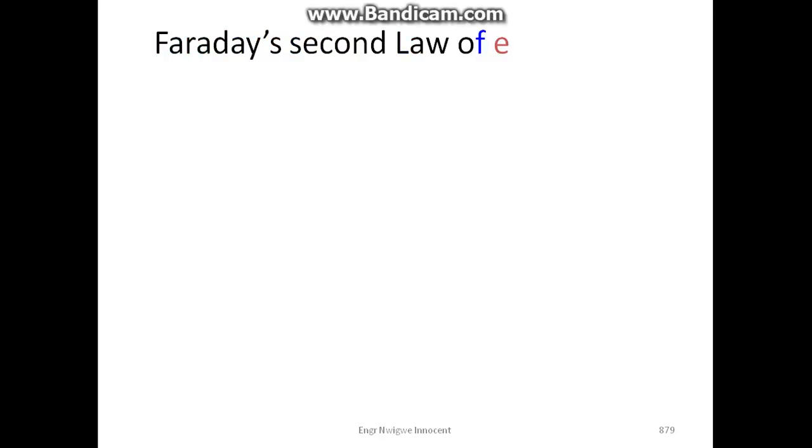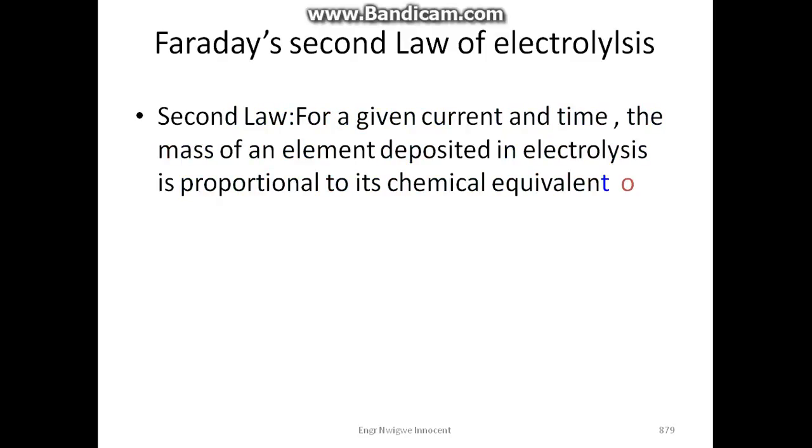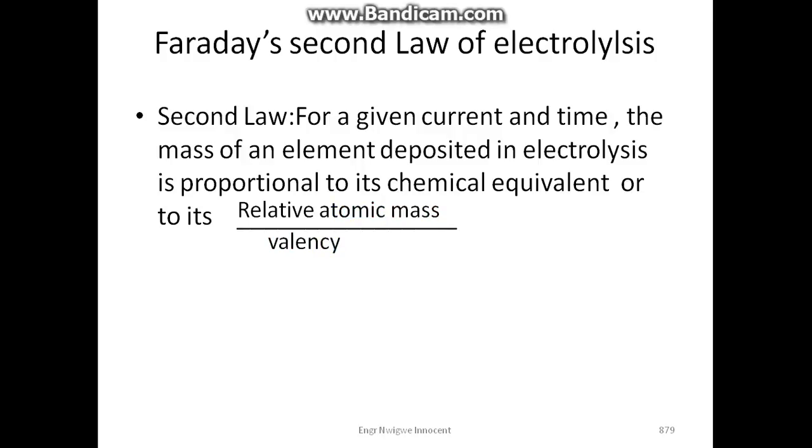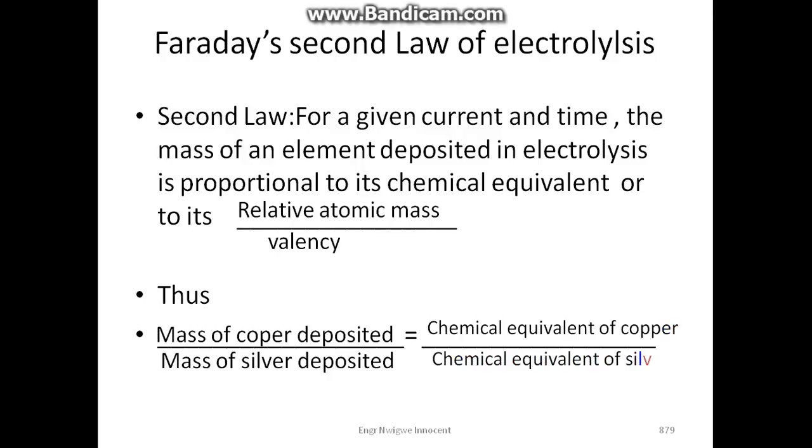Faraday's second law of electrolysis. Second law. For a given current and time, the mass of element deposited in electrolysis is proportional to its chemical equivalent, or to its relative atomic mass over valence. Thus, mass of copper deposited over mass of silver deposited is equal to chemical equivalent of copper over chemical equivalent of silver.